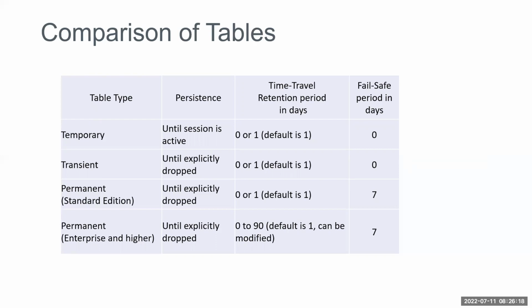And for permanent tables, it depends on the edition we are choosing. If we are working with the standard edition, then the time travel period is just 0 or just 1 day, and failsafe is 7 days. But for the permanent tables in the enterprise and higher editions, it is 0 to 90 days. By default, it will come as 1, and it can be modified to any value. So 1 to 90 days, you can set any value. Okay. So the failsafe period for this is 7 days. So you just remember this table. Okay. It will give all the differences between each type: until when the table is present in the database, what is the time travel, what is the failsafe. Okay.